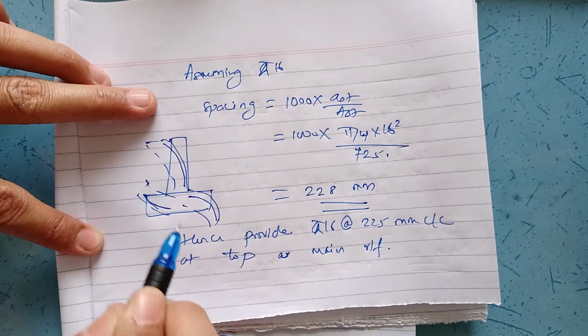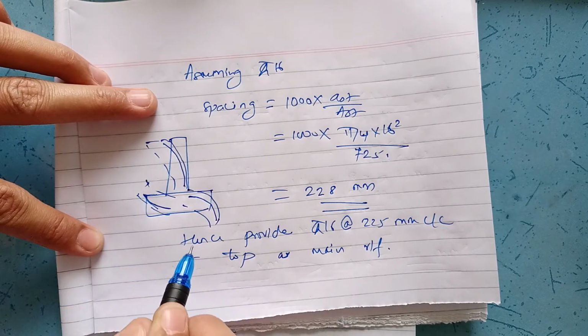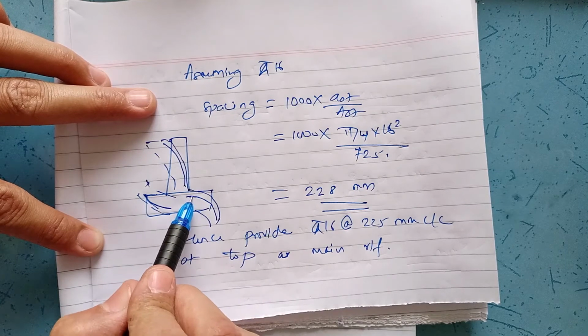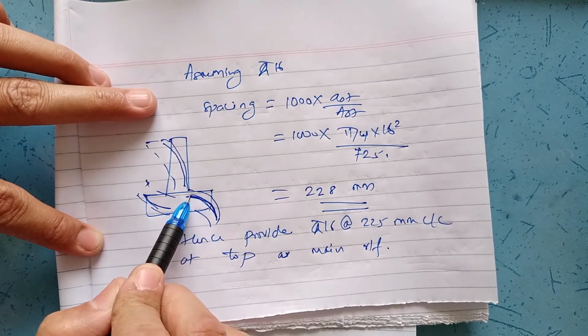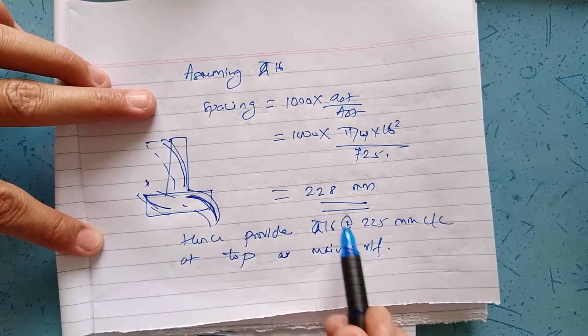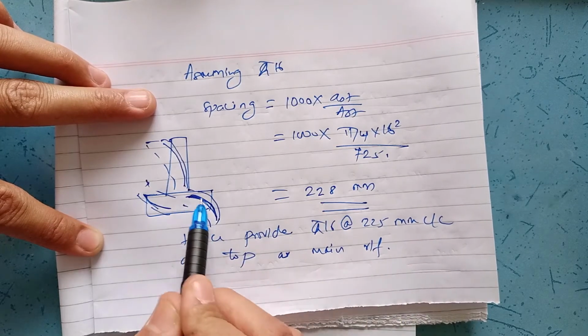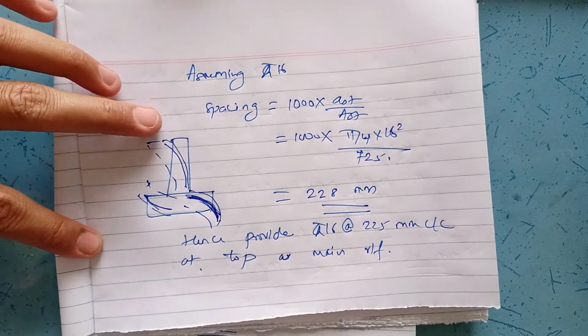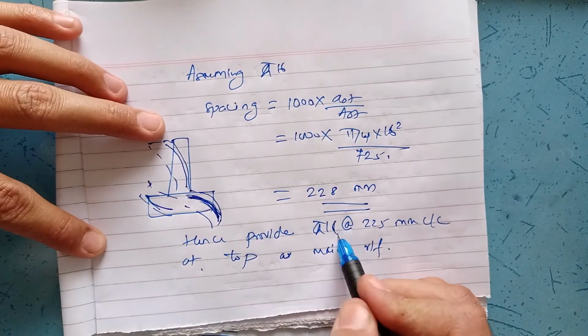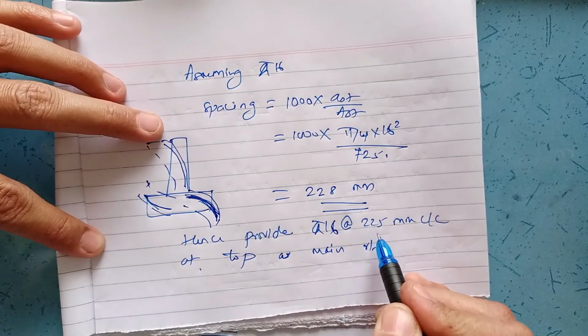Now reinforcement we are supposed to provide in the tension part, and hence as the tension part of this heel is on the upward side, hence provide torque 16 at 225 mm center to center at top as main reinforcement. Now keep in mind, always round down the spacing to the lower side.